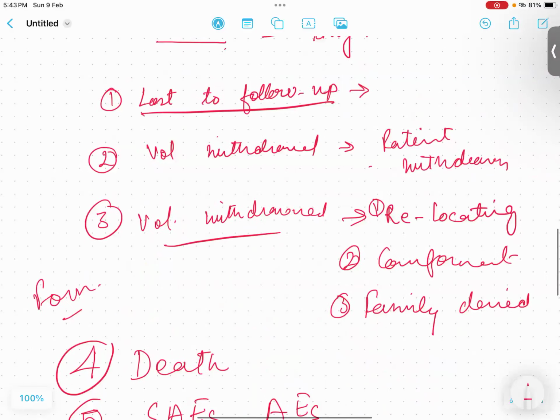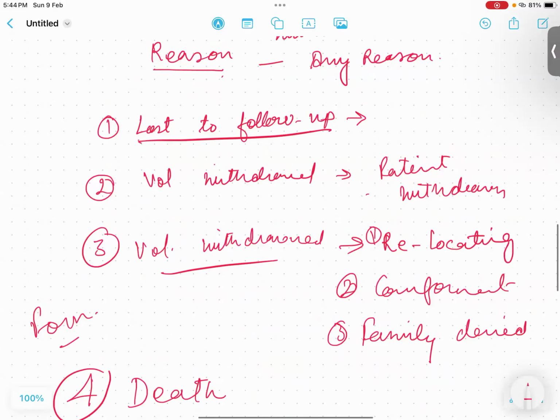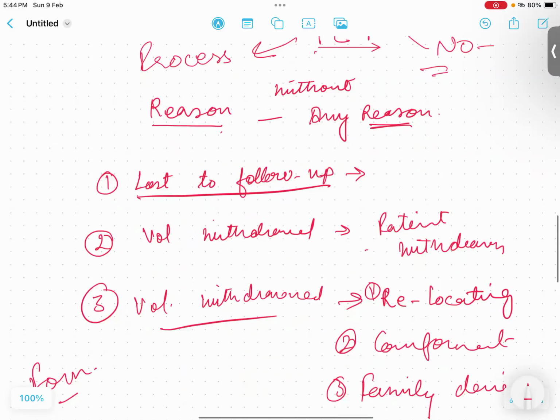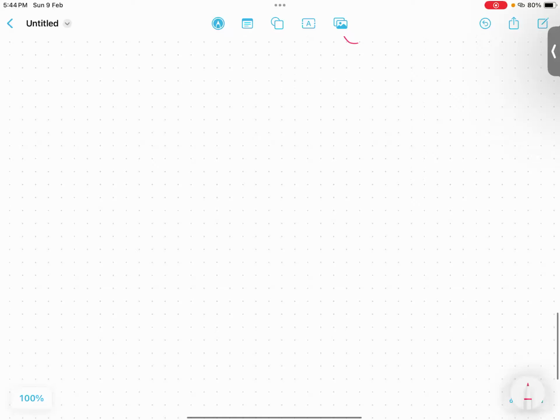Coming back to your question, does the patient have to give the reason? Is it a must? No. They can leave your trial without any explanation. The only thing is, it is recommended that they give a reason and inform the team, so that if some follow-up treatment or some washout period is needed, that can be taken care of.